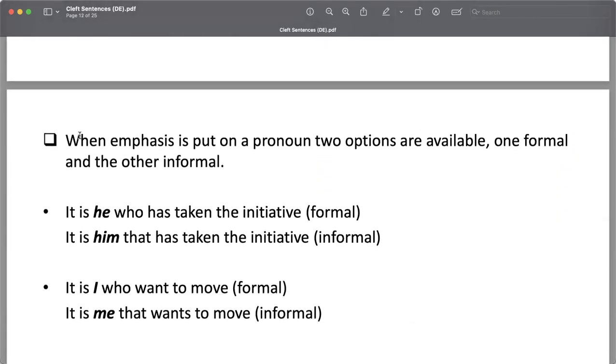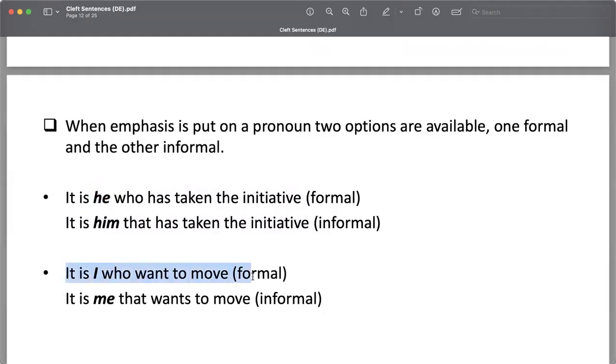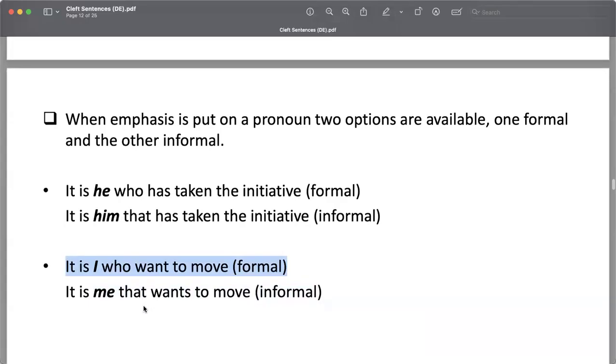When emphasis is put on a pronoun, two options are available: the formal and the informal. It is he who has taken the initiative, right? Or it was him that has taken the initiative. So, informal and formal. Instead of he, you can go with him. But if you need to make it clear, like formal structures, you can go with the subject pronoun. It is I who want to move, that's a formal way, and you can say it is me that wants to move, so that's the informal way.